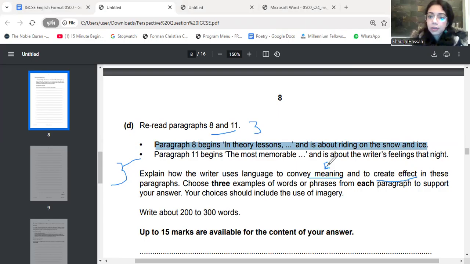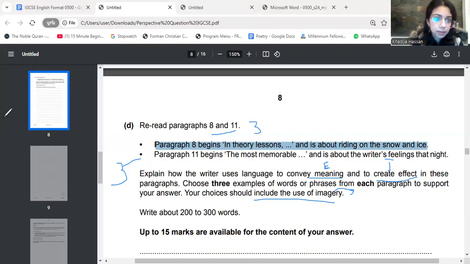And to create effect. So effect is again implicit meaning, what the reader receives without the writer explicitly saying it, right? So let's say the writer uses a phrase to describe the northern lights, which are in the extract, by the way. And the use of that phrase elicits a kind of magical, wondrous feeling inside of the reader. So that is implicit meaning, right? And then your choices should also include the use of imagery. So this is explicit meaning, implicit meaning. And the third condition is that they need to have imagery as well.